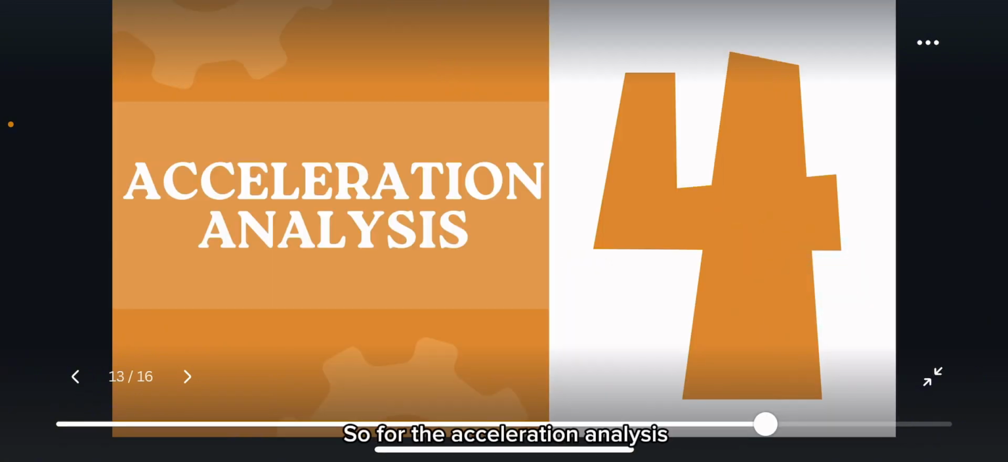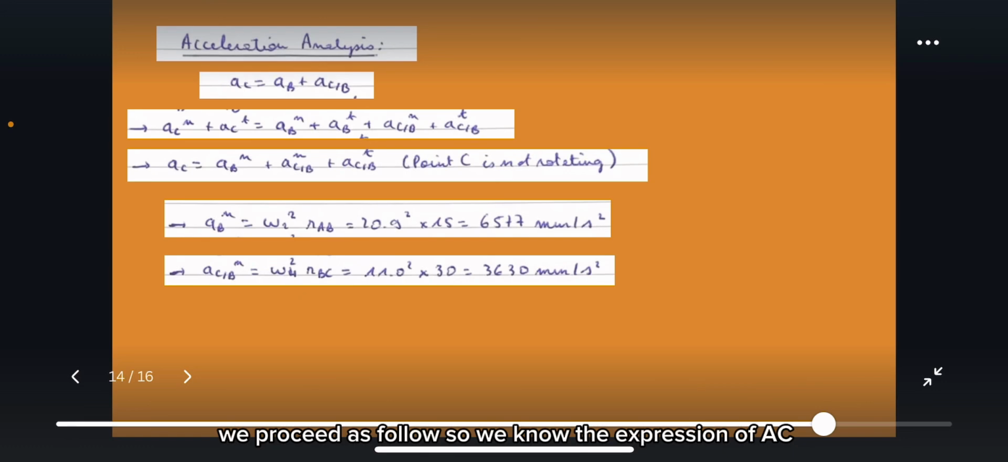So for the acceleration analysis, we proceed as follows. We know the expression of AC as point C does not rotate. We have a simplified expression of AC. So AC is equal to AB normal plus ACB normal plus ACB tangent. So now we can calculate AB normal with the crank speed of the line 2 and the length of AB, and ACB normal with the crank speed of line 4 and the length of BC.